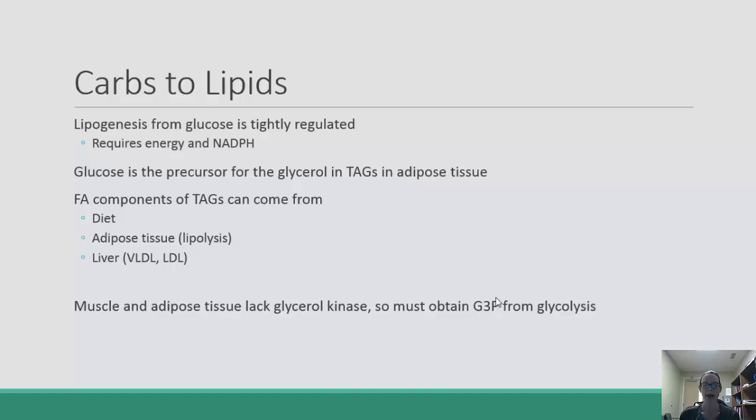Now, when we're talking about triglyceride synthesis, we know that in our liver, we have the enzyme glycerol kinase, and that is the enzyme that we need to produce triglycerides. But in our muscle and adipose tissues, we don't have this enzyme glycerol kinase. Therefore, we need to obtain our precursor for triglyceride synthesis from glycolysis.